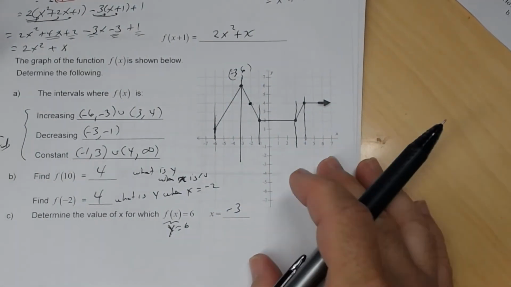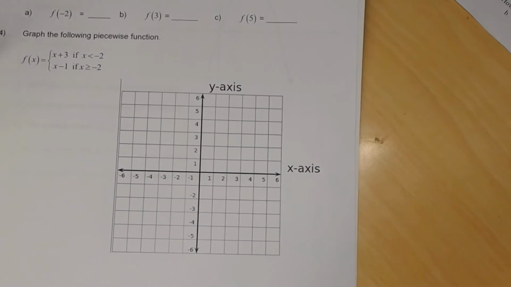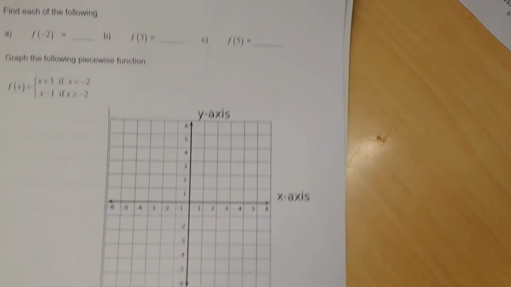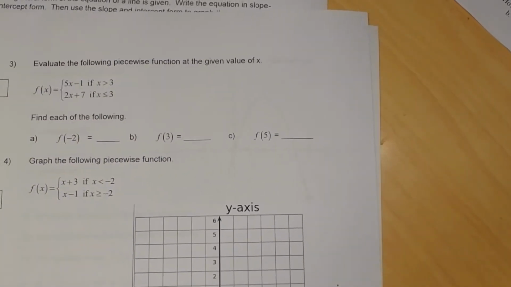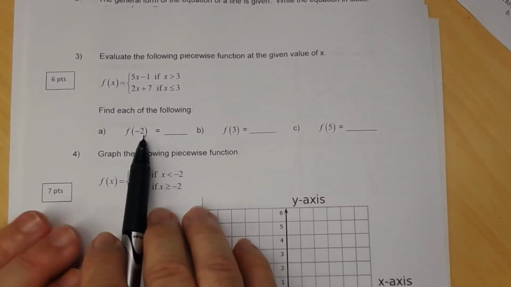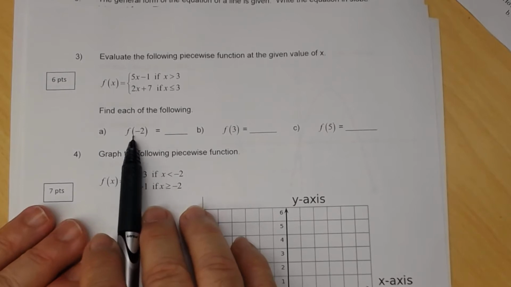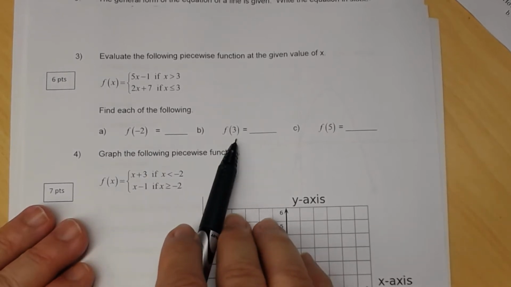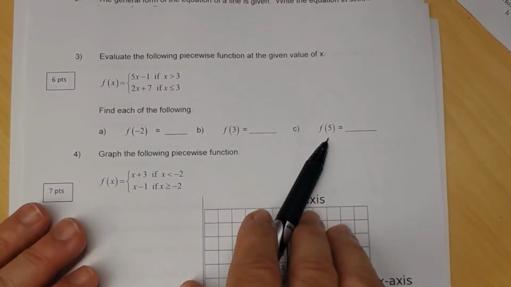All right, so that was number 2. Okay, number 3: you're given these piecewise functions, and you are asked to find the function value. What is y when x is -2? What is y when x is 3? What is y when x is 5?